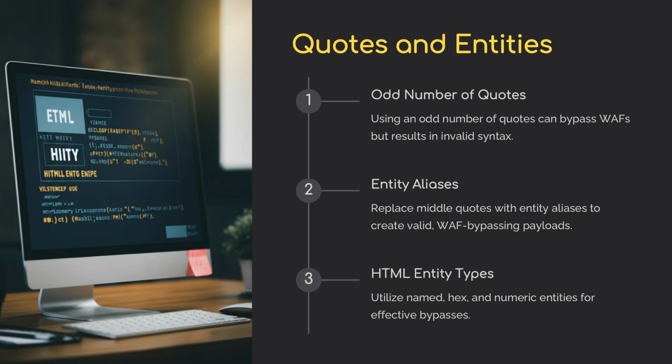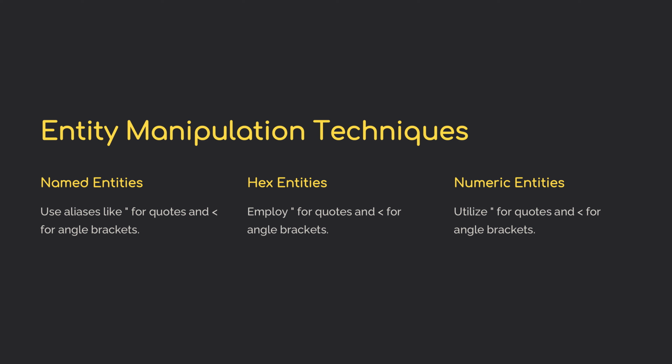Additionally, there are various HTML entity types you can leverage, including named, hexadecimal, and numeric entities. Each of these can be used to create effective bypasses, providing alternative ways to encode characters that might otherwise trigger WAF detection. On this slide, we explore various techniques for manipulating entities to bypass web application firewalls, WAFs.